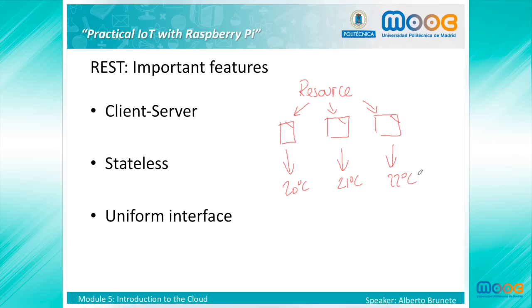Thus, every request from the client must contain all necessary information. It cannot take advantage of any context information stored in the server. That means stateless. Finally, all RESTful services must use a uniform interface, an interface that every client application is able to understand. We get this, as we said, using HTTP, using get, post, put, delete.